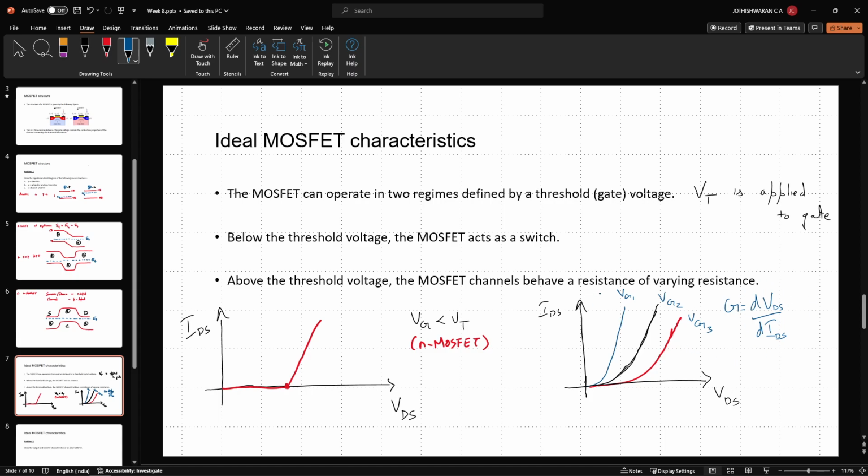So this implies that the resistance, which is the inverse of the conductance, and the conductance vary as the applied voltage is increased or decreased. Okay, so these are the ideal behaviors that we expect from the MOSFET.